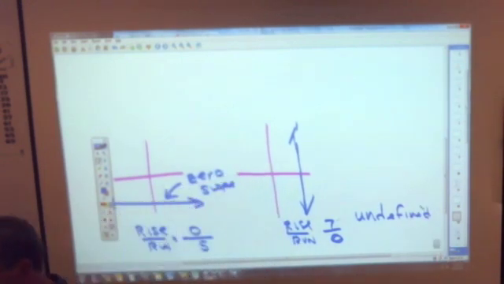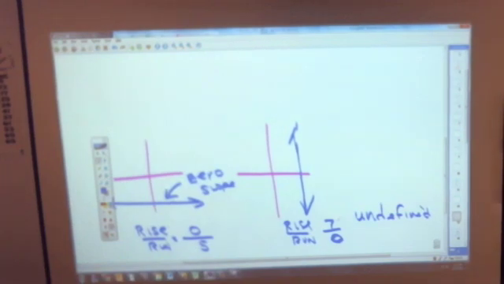Undefined, and it may also be called no slope. I have to see what it says. Yeah, it says undefined. I can't remember if no slope is undefined or 0. I think it's undefined. No, maybe it's 0. We'll pass on that.